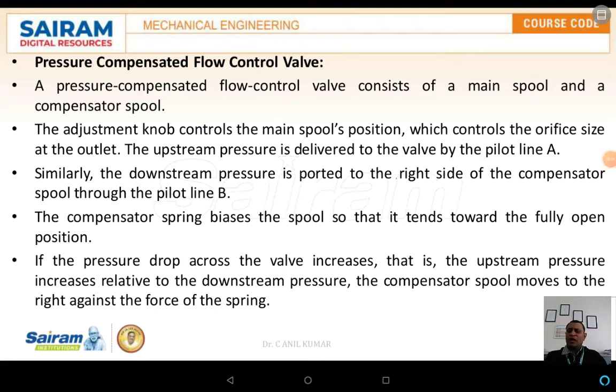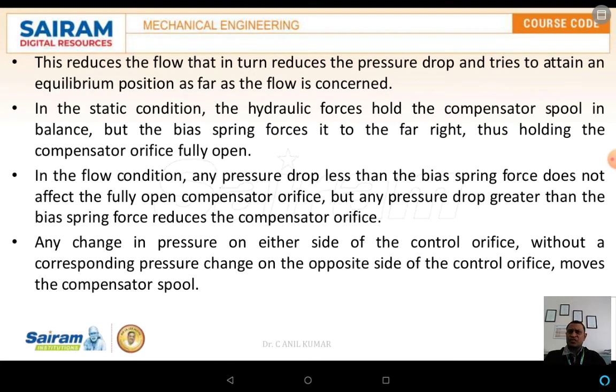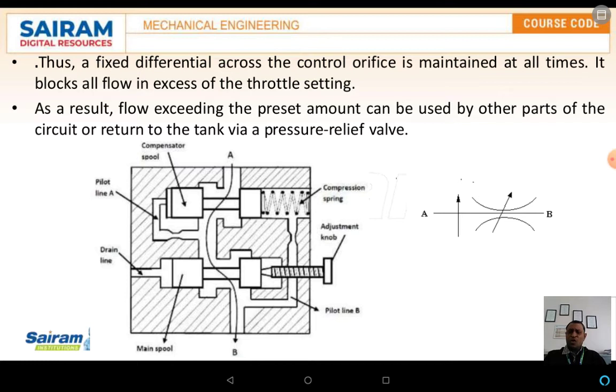Hello everyone. In continuation with respect to the compensated flow control valve, here the pressure compensated flow control valve is operated by means of two ports. The first is the compensator spool. The second is the main spool. The main spool is controlled by means of a screw. The compensator is controlled by means of a spring.